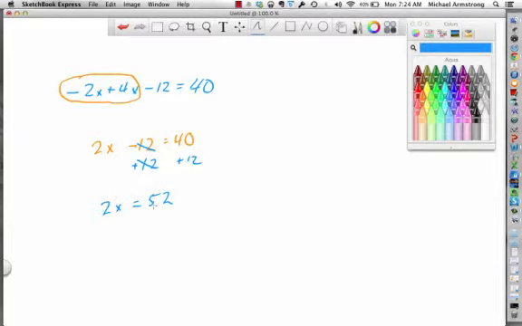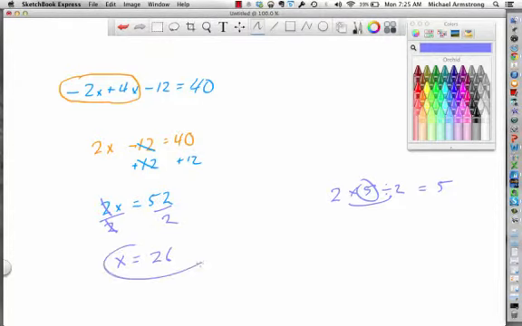So if 2x is 52, we can imagine that 1x would be half of that, and we know that's true because we can divide both sides by 2. This is 2 times x. If we divide by 2, it's kind of like saying 2 times 5 divided by 2. 2 times 5 is 10. 10 divided by 2 is 5. So whenever you have a multiplication and a division sign, it undoes itself and it leaves you with the other thing. So 2 halves is 1 and 52 halves is 26.